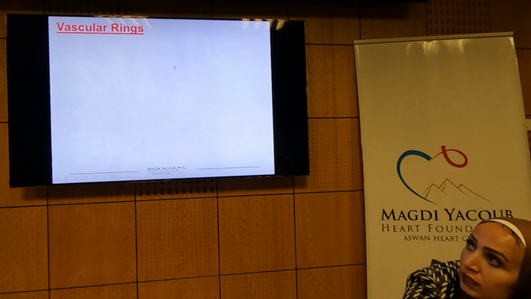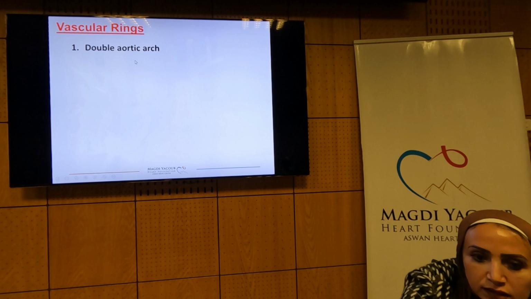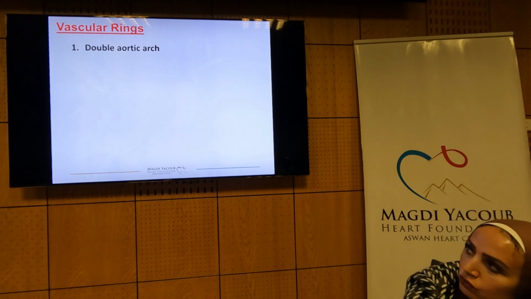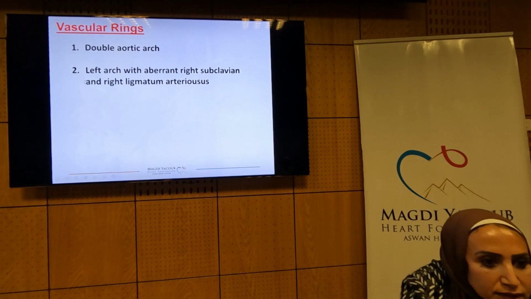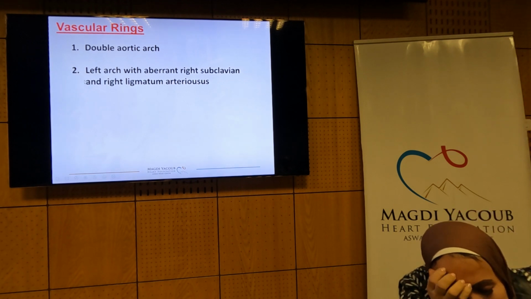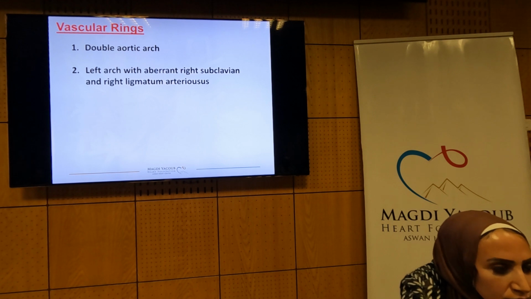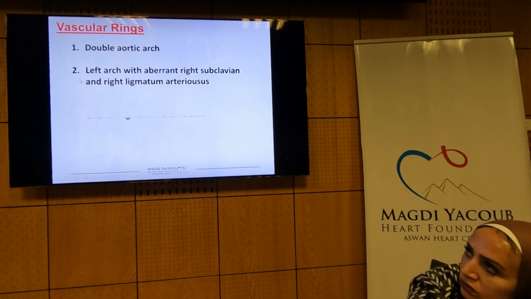So this vascular ring, to recap, we have double aortic arch. This is a vascular ring that you will see easily by contrast, encircling the trachea and esophagus. We have left aortic arch with aberrant right subclavian and right ligamentum arteriosus. To make it easy, to be a complete circle, the ligamentum arteriosus has to be on the opposite side of the arch. So if you have left aortic arch with aberrant right subclavian, the ligamentum arteriosus should be the right ligamentum arteriosus.